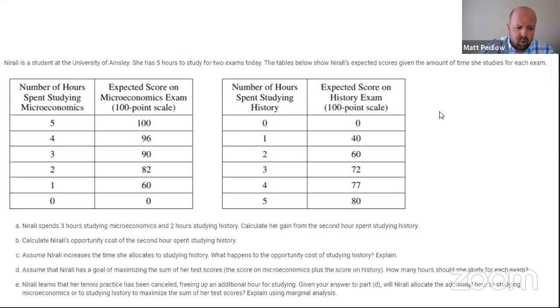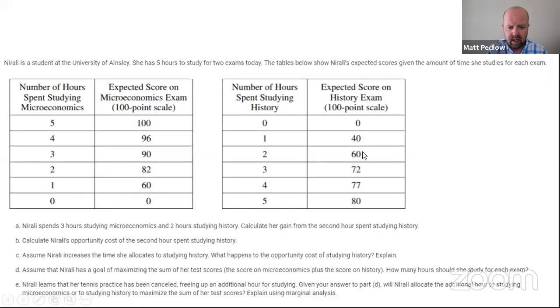So Raleigh is spending 3 hours studying micro, 2 hours studying history, and we need the gain from the second hour studying history. What that means is if she's doing 3 hours of micro and 2 of history, she could have been spending 4 and 1. So now if she's going to study another hour of history, she went from getting a 40 to a 60. So the answer is she went up 20 points, okay? Because she's got 5 hours to study, right? It says it right up here. So instead of doing 4 and 1, she's doing 3 and 2. So she went from a 40 to a 60.